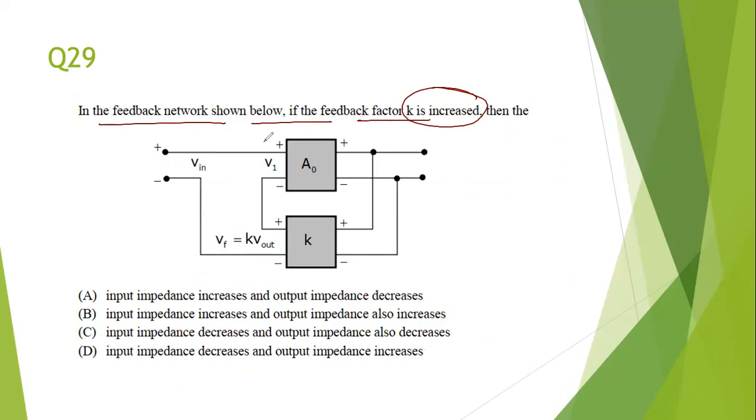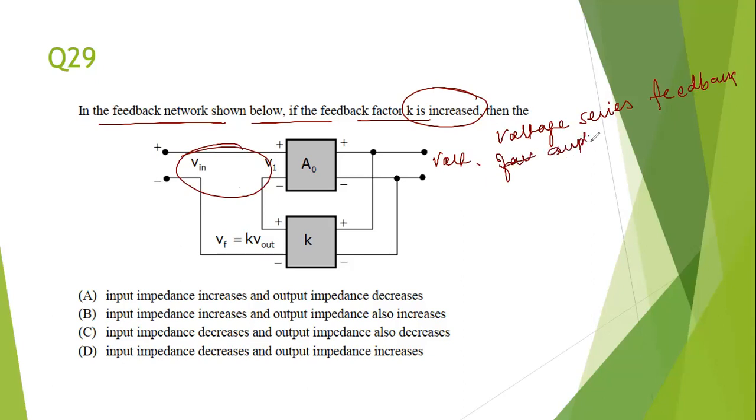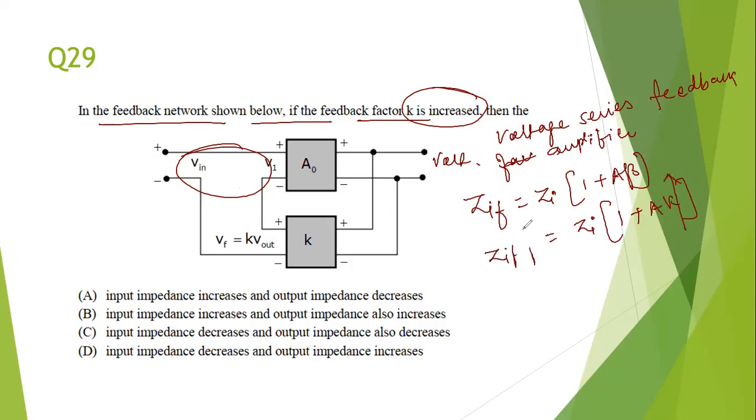Okay. So this is your voltage, and your mixing is what? Voltage. So this is a voltage series feedback amplifier. For this amplifier, the input impedance with respect to feedback is Zi into 1 plus A beta. So you can write here Zi into 1 plus A into K. So if you increase the K, then input impedance will increase.